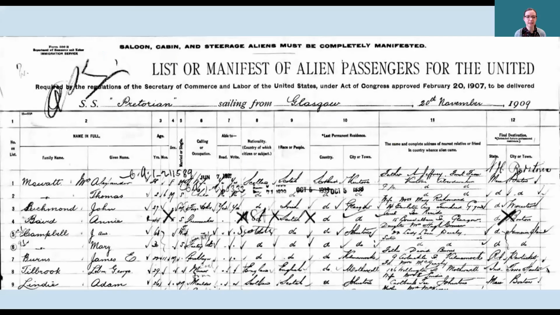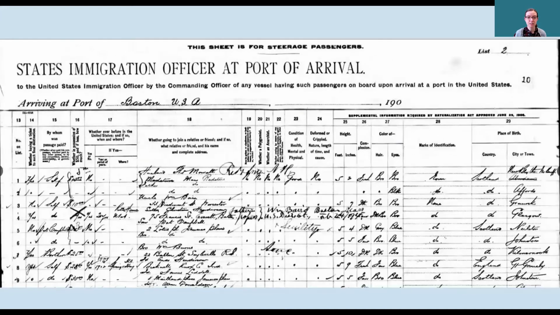So here is an example. This is a manifest for the Praetorian, which sailed from Glasgow in November of 1909. This is the first page, and it continues onto this second page here. We can see then that it arrived in Boston. So certainly make sure, if from 1906 towards the present you have immigration records you're looking at, that you look for that second page because you could be missing a lot of information.